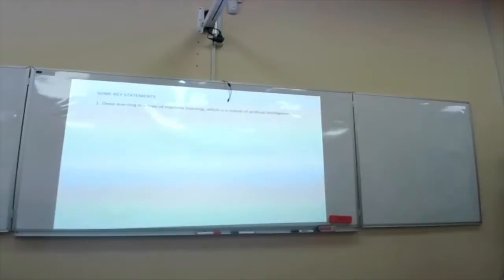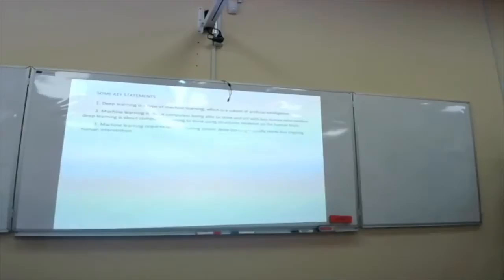Deep learning is a type of machine learning, which is a subset of artificial intelligence. This is the first statement. The next one: machine learning is about computers being able to think and act with less human intervention. Deep learning is about computers learning to think using structures modeled on the human brain. Maybe you can agree with these statements or not, but this is the base of my lecture.